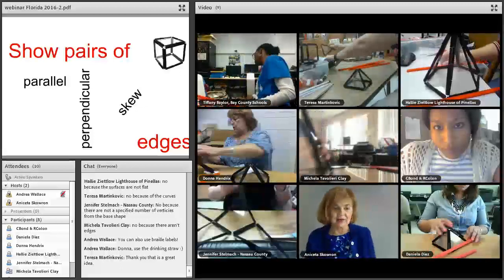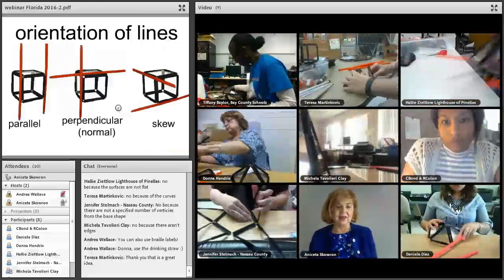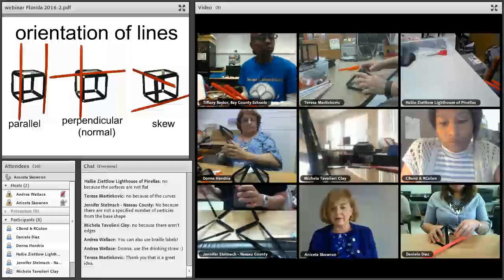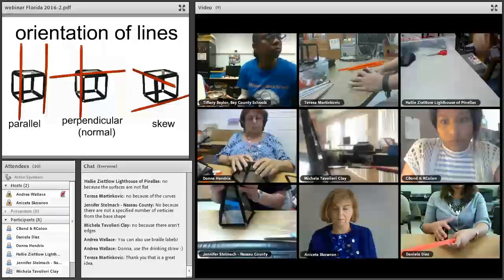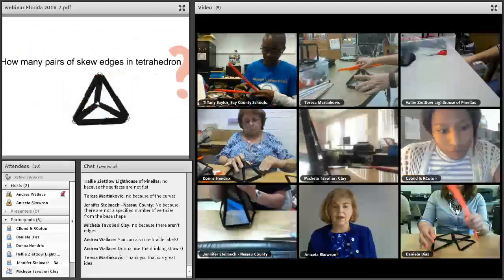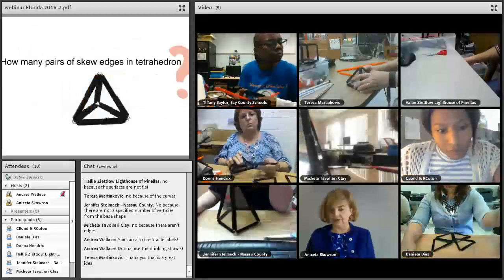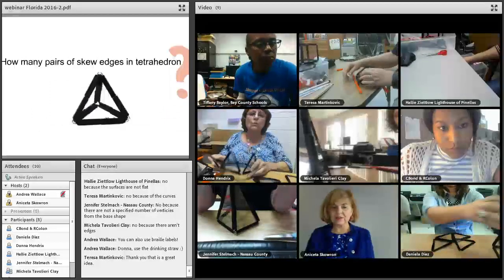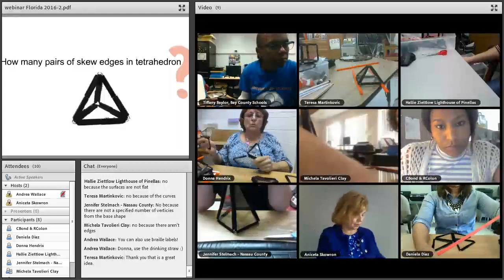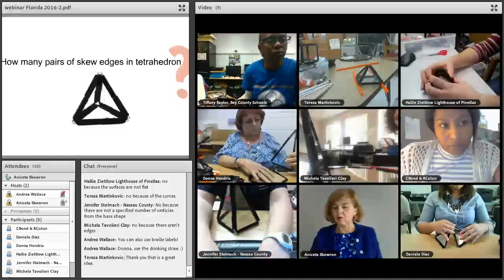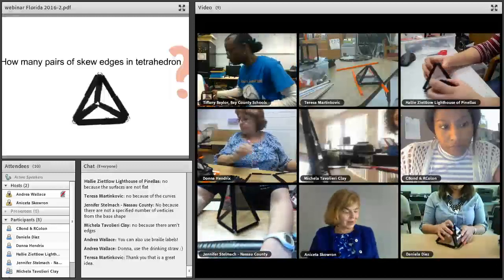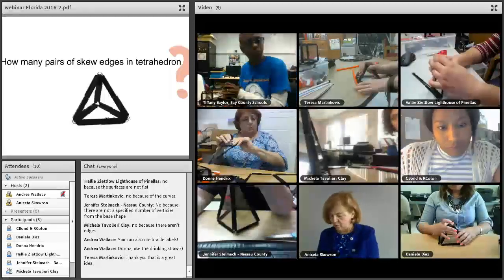Okay, so we have the direction of lines. Here is the summary: parallel, perpendicular, and skew lines. How many pairs of skew edges are there? Build yourself a tetrahedron and show me 3 different pairs, or 4, or however many different pairs of skew edges.